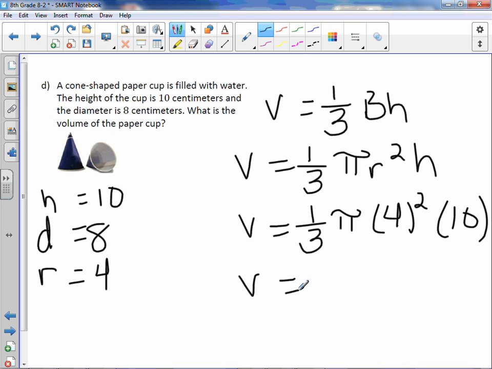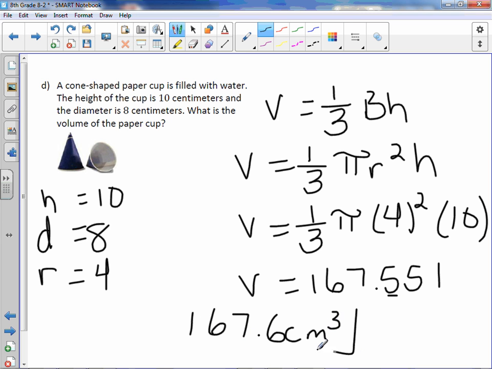Plug it into your calculator. 1/3 times pi times 4 squared times 10 is 167.551, or 167.6 centimeters cubed.